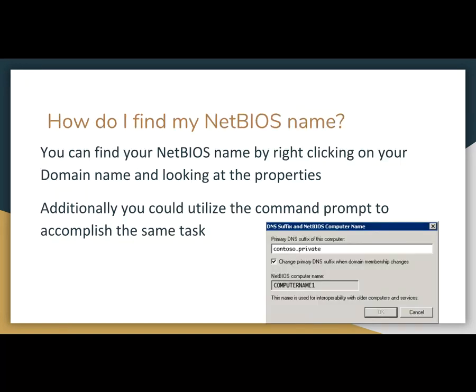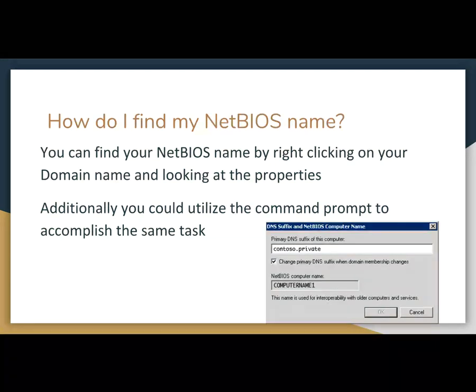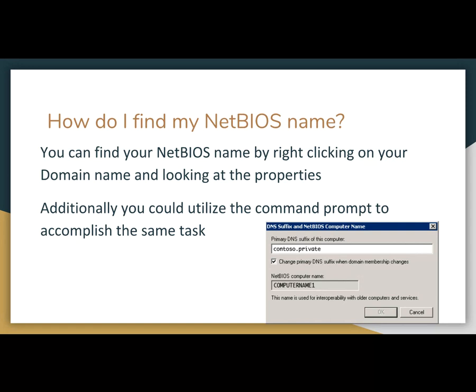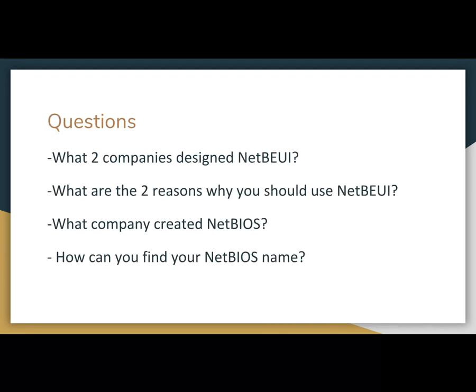So basically, how do you find your NetBIOS name? One of the main ways, and the simplest way, is if you just right click on the domain name and look at the properties, you'll be able to see your NetBIOS name, as seen in the picture we have right here. Additionally, you can also use some commands from the command prompt to accomplish the same task. However, it's a lot harder and more complicated than just right clicking on your domain. Okay.